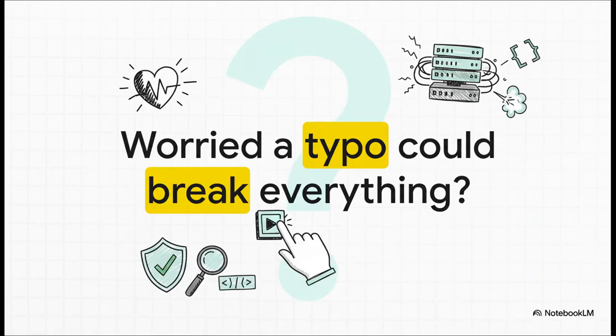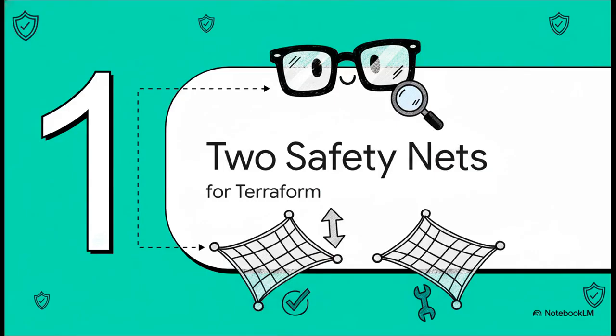You know the moment. You've written your code, you've got your terminal open, and your finger is just hovering over the Enter key. Your heart's beating a little faster, and you're thinking, did I miss something? Is one little typo about to cause a major headache? We've all been there. But here's the good news. Terraform has tools designed specifically to catch those little mistakes before you hit apply. And that's what we're talking about today.